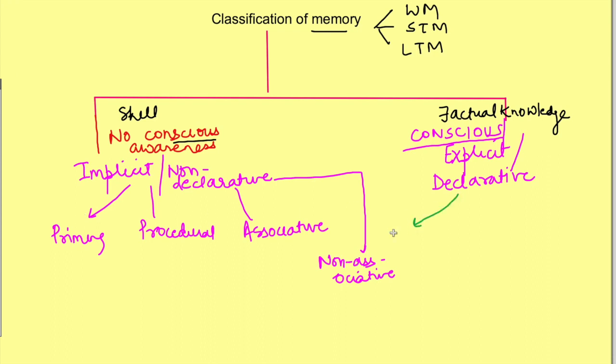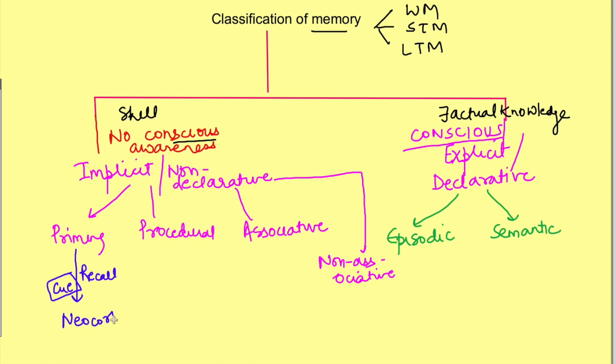On the other hand, for explicit memory, we have two types: episodic memory and semantic memory. So let us see what are these different types of information and memory and where they are actually stored. So priming is basically recall of information based on a cue. For example, recall of words starting with a particular letter. This type of information is stored in neocortex. On the other hand, procedural skills and habits, like the habit of sitting in a certain position in a certain way, these are stored in basal ganglia, in striatum.